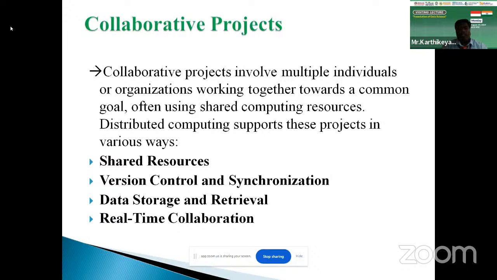And the next one is real-time collaboration. Tools like Google Docs or Microsoft 365 use distributed computing to enable real-time collaboration on documents. Changes made by different users are synchronized and updated in real time, allowing for seamless collaborative work.